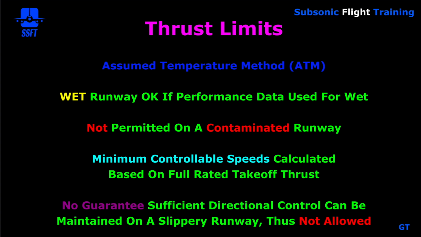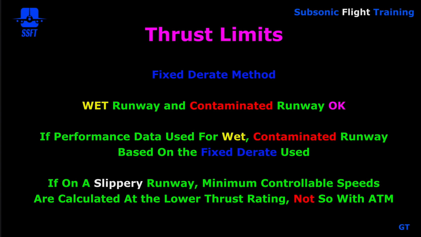So that's why we cannot take off on a contaminated runway using assumed temperature, because there's no guarantee that you can maintain directional control once you start slipping and sliding. For the fixed derate method, you can use charts that will allow you to use for a wet runway or a contaminated runway, as long as you meet the particular weight requirements for that. If performance data is used for a wet or contaminated runway, it's based on the fixed derate being used.